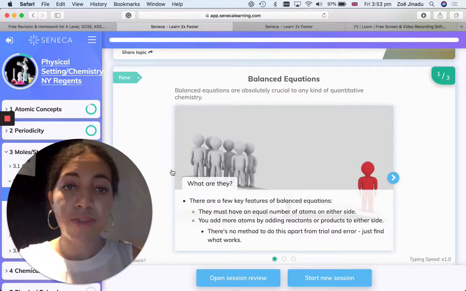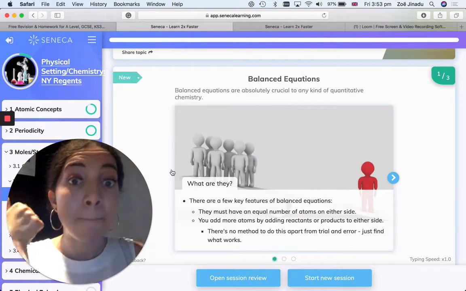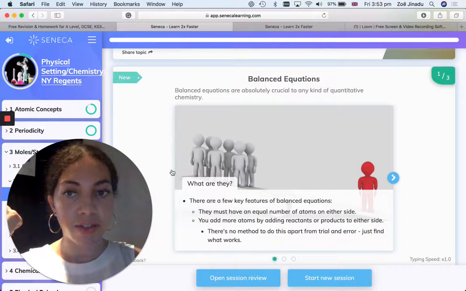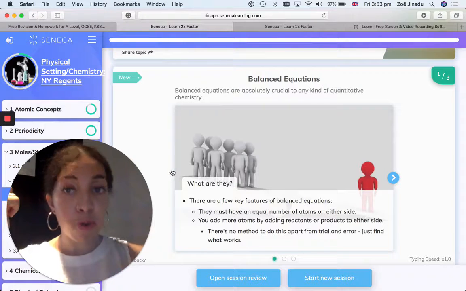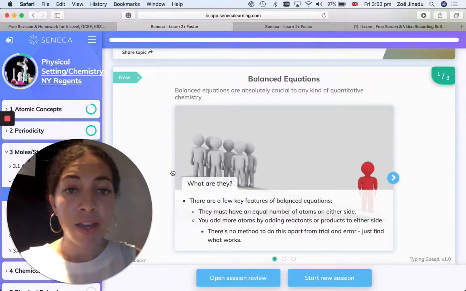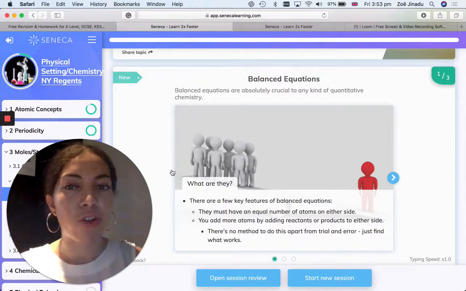There are a few key features of balanced equations. They must have an equal number of atoms on either side. You add more atoms by adding reactants or products to either side. And there's no method to do this apart from trial and error. Just find out what works.